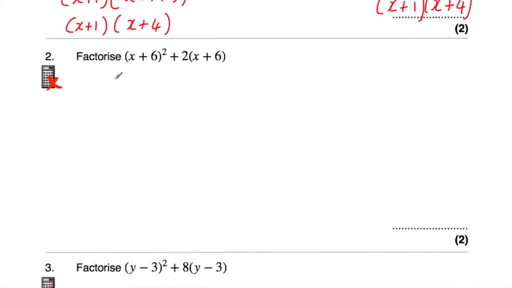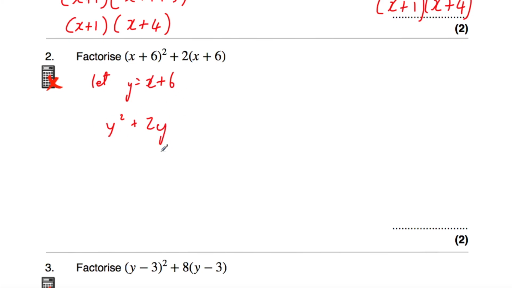So question number 2, we're asked to factorize x plus 6 close bracket squared plus 2 times x plus 6. So we're going to let y equal what's inside the bracket. So let y equal x plus 6. So we're letting y equal what's inside the bracket. So we would then have, instead of x plus 6 squared, y squared plus, and then instead of 2 times x plus 6, we're going to have 2 times y, because we're letting y equal what's inside the bracket.